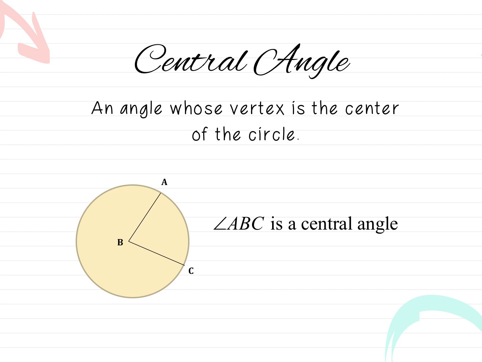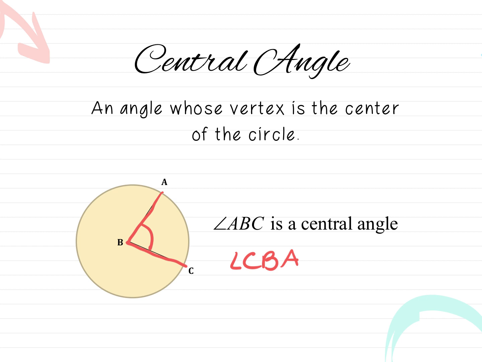A central angle is an angle whose vertex is the center of the circle. So in this picture, angle ABC here is a central angle. Now, you can also name it in reverse. So you could also name it CBA, which is also a central angle. The sides of this central angle are going to be radiuses, or radii.